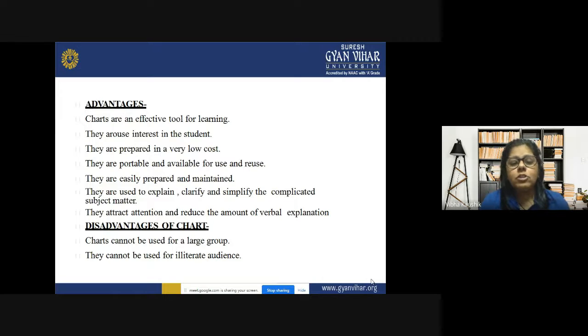Now, disadvantages of charts. A chart cannot be used for a large group, meaning where the number of students is more than 40 or 45. It is not possible to use a chart because the student sitting at the back is not able to see clearly what is written on the chart. They cannot be used for an illiterate audience, because the chart cannot be used for an audience which is not literate.